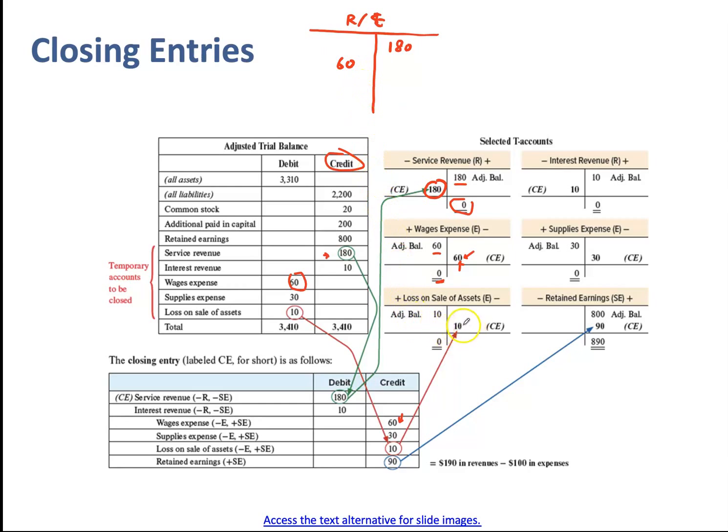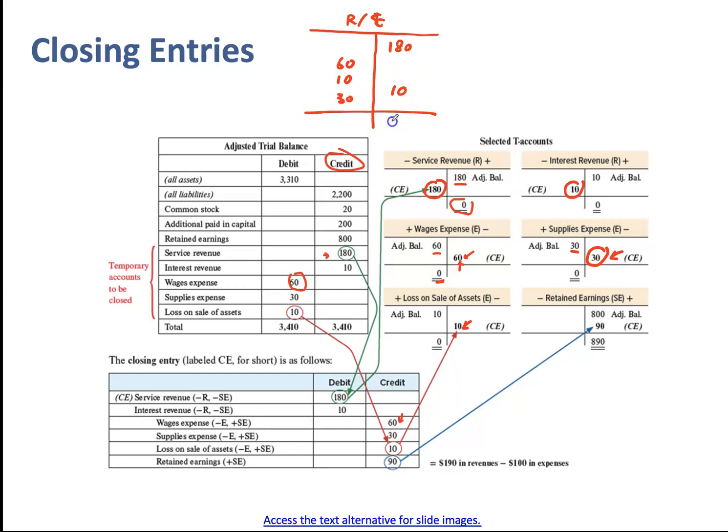We credit the loss on the sale of assets 10, we will debit retained earnings 10. We debit interest revenue 10, we credit retained earnings 10, right? So always on the other side and then the same amount. To make the supplies expense go to 0, the balance was 30, so we credit supplies expense, then we debit retained earnings. Okay, these are all the effects that are reflected in the retained earnings account.